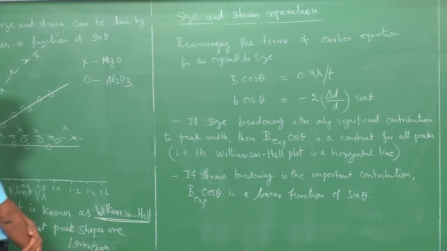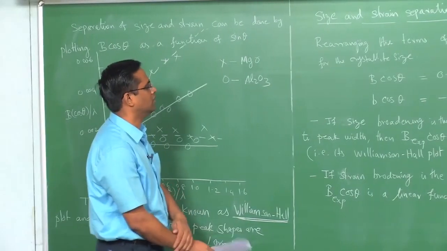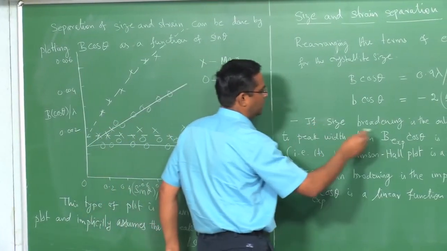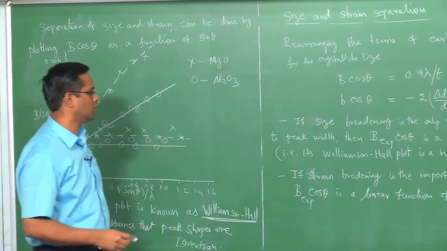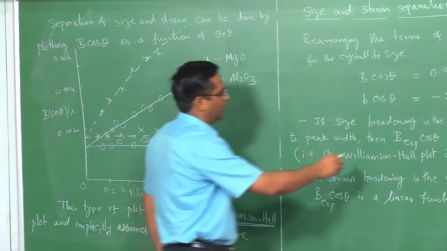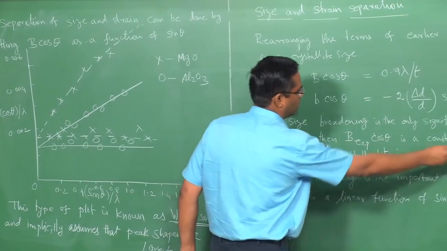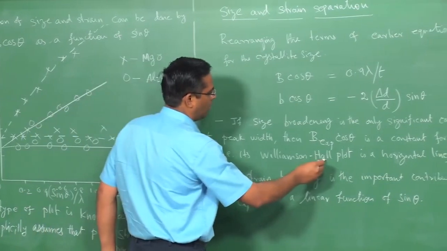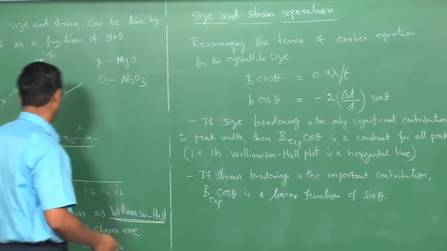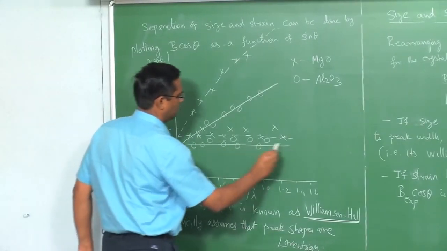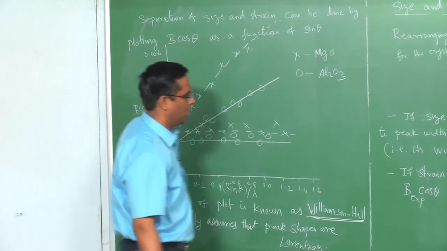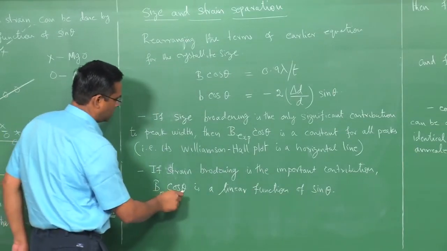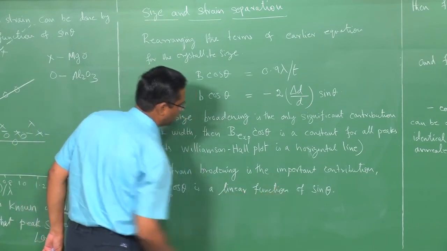So, let us look at the details of this using these two equations. If the size broadening is the only significant contribution to the peak width, then b cos theta is a constant for all peaks. That means its Williamson-Hall plot is a horizontal line. So, like this you have a straight line, and if the strain broadening is the important contribution, then b cos theta is a linear function of sin theta.